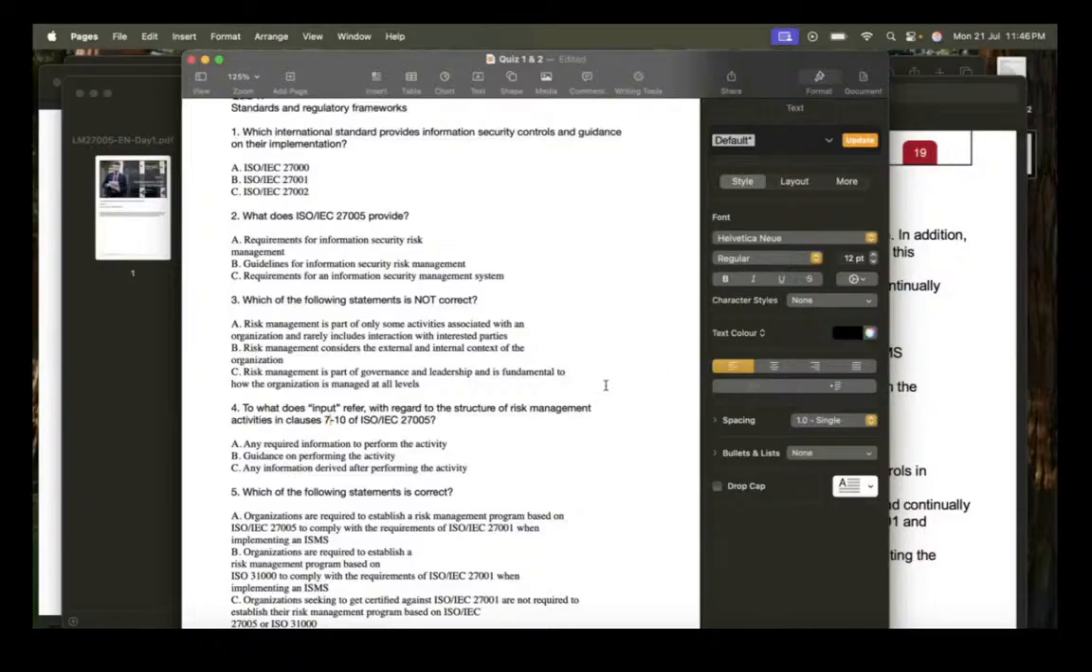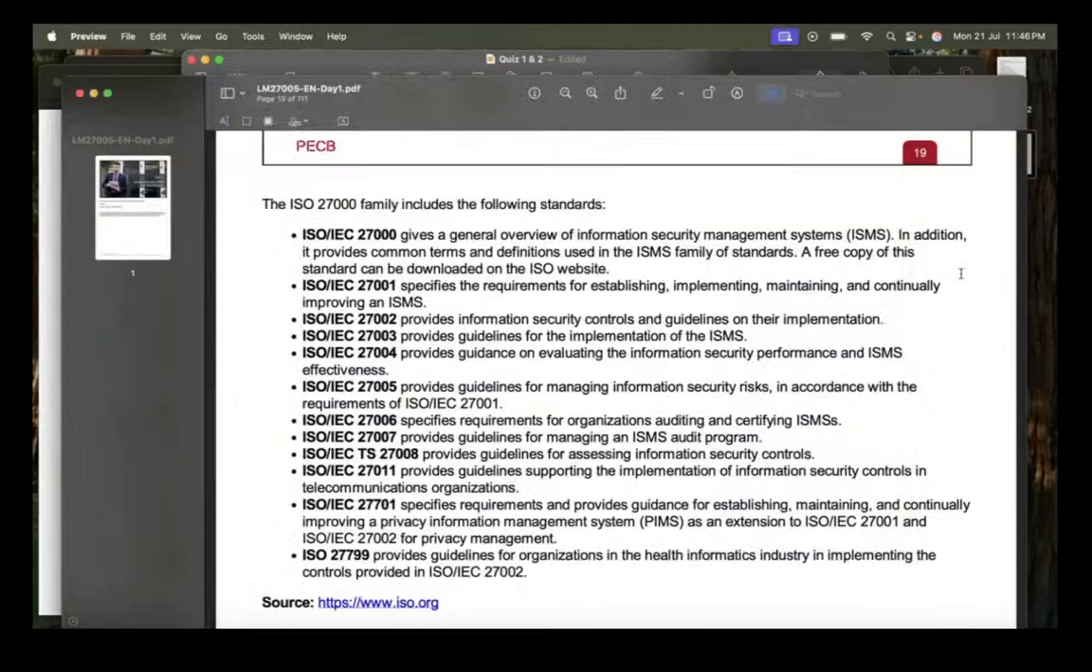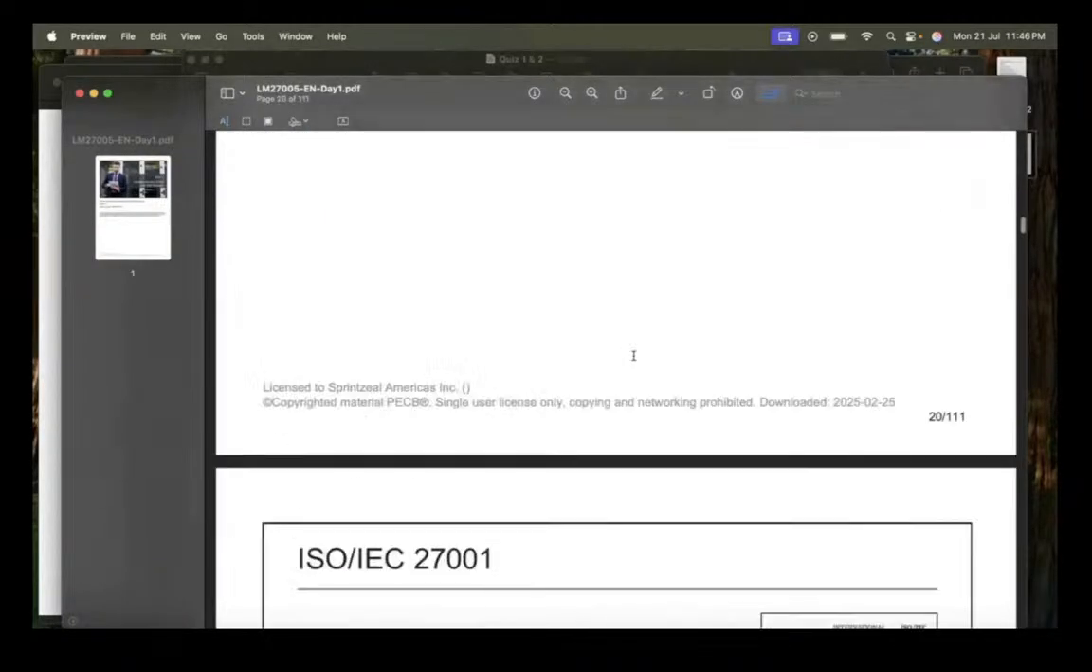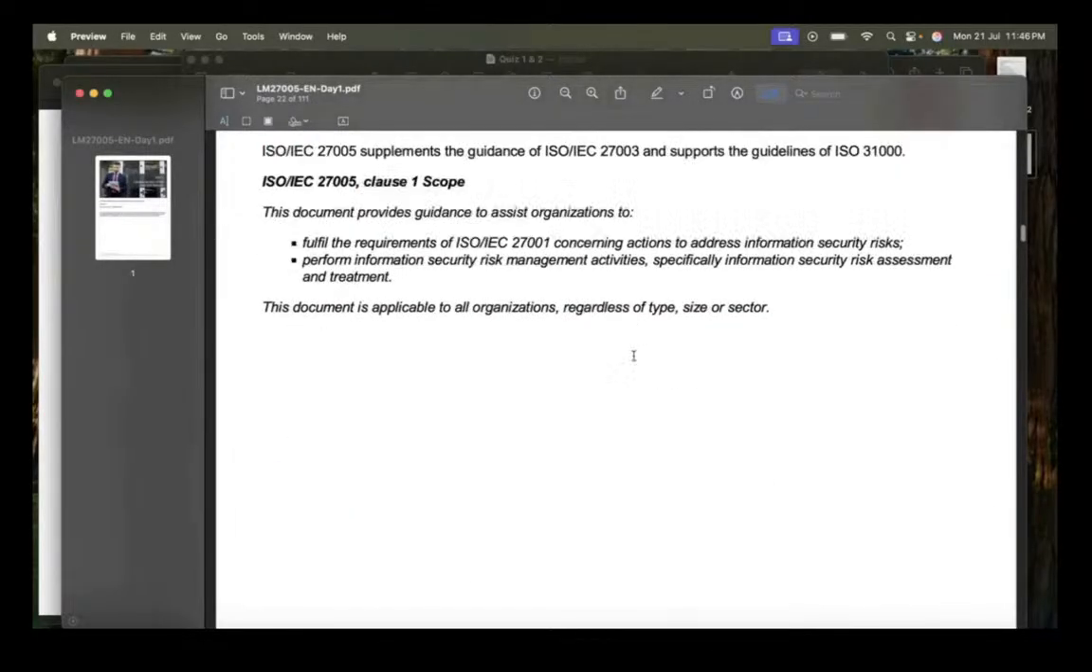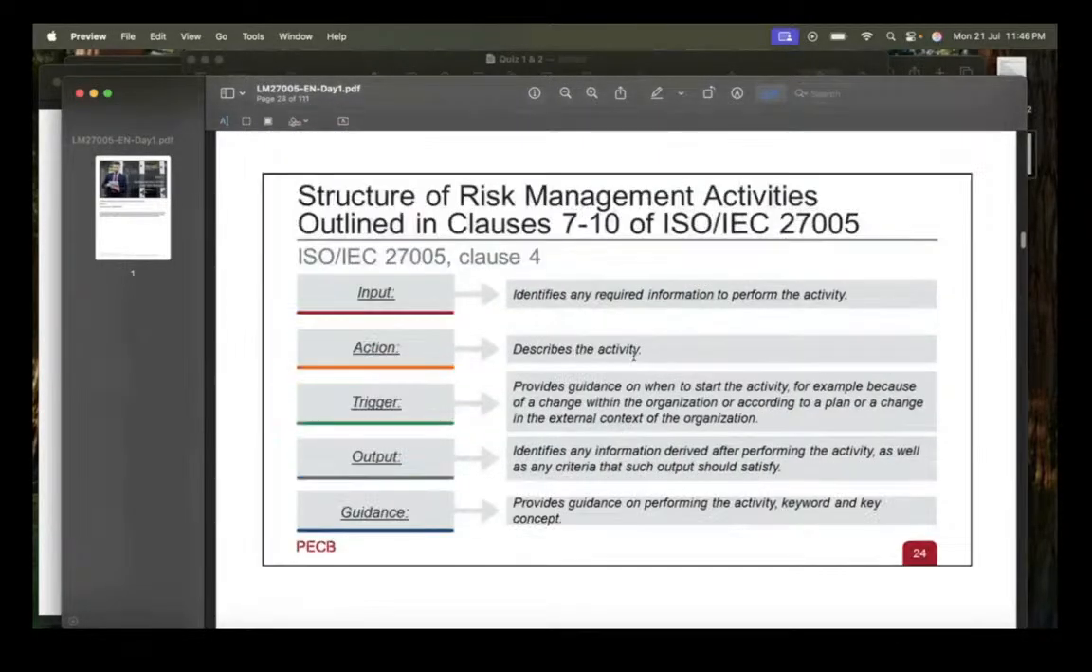Do you have, by any chance, a note of that, or shall we go to the notes? I have the note for the input. Okay, okay, got it. No problem. We have discussed this, the structure of risk management activities outlined in clauses 7 to 10. So it was just asking what does the input mean here?